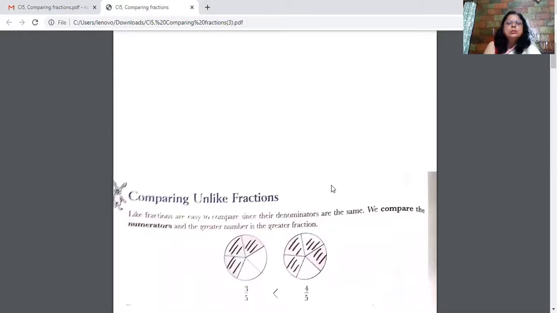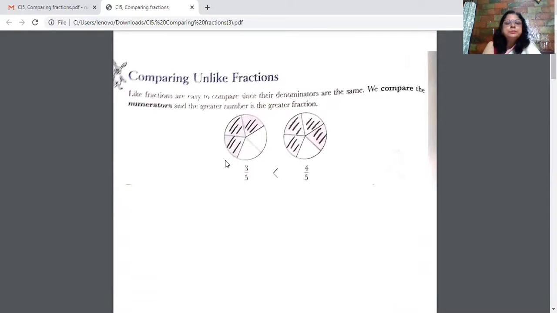Now here there's a figure. Say we take a circle, and I hope you remember that these two circles must be of the same size. Now, when we say 3 by 5 and 4 by 5, each circle is divided into 5 equal parts. For 3 by 5, this has to be divided into 5 equal parts to show 3 parts out of that. And this also, we divide into 5 equal parts, the denominator, and 4 is the shaded part, see. Now, from here, it is obvious that 4 by 5 is greater than 3 by 5.